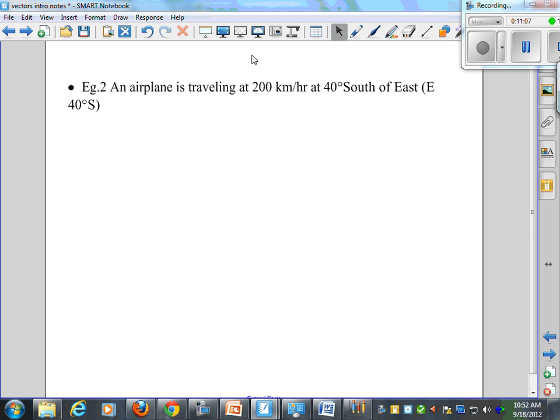This one, you might want to write down. An airplane is traveling at 200 kilometers per hour at 40 degrees south of east, or east 40 south. This one you want to write down. Sonia asked, is south of east the same as southeast? Good question. Before I get into this, let me just show you that.